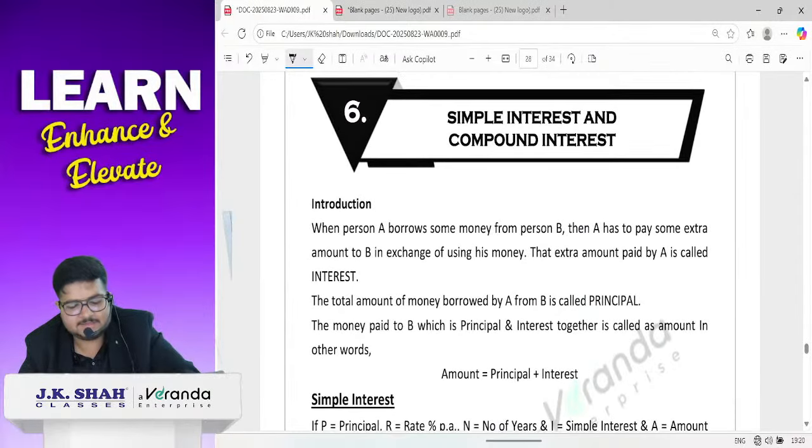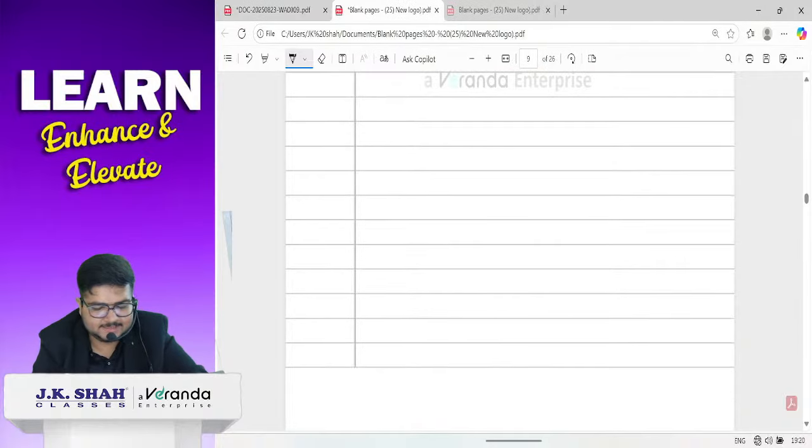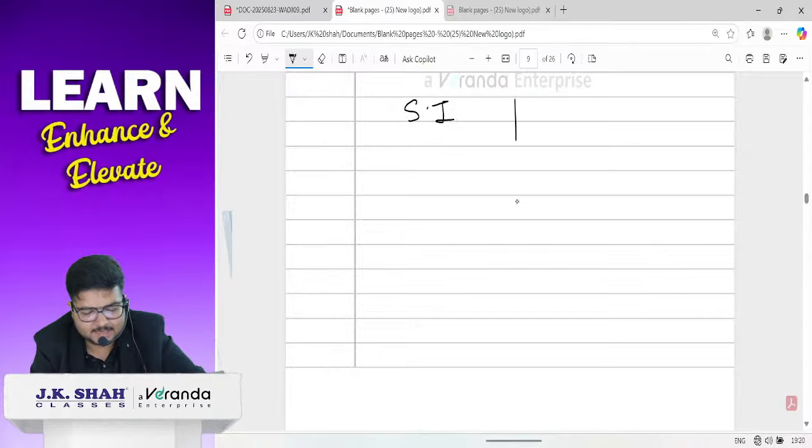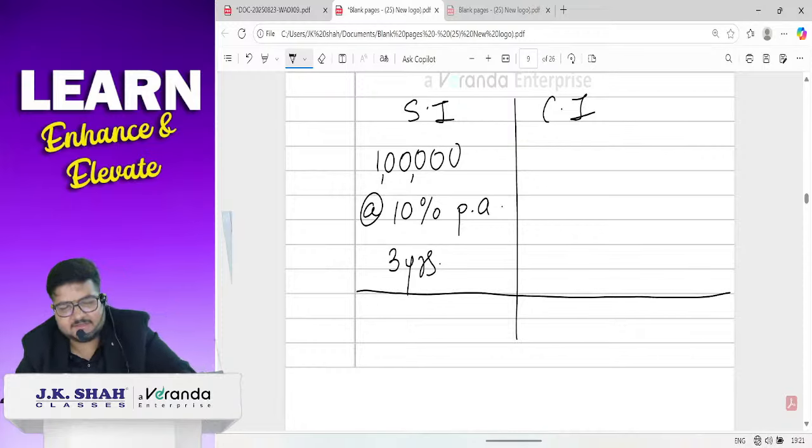Now comes the sixth chapter, that is simple interest and compound interest. Basically you just have to remember the difference between simple interest and compound interest. Simple interest: if I have invested 1 lakh rupees at the rate of 10% per annum for 3 years, right?